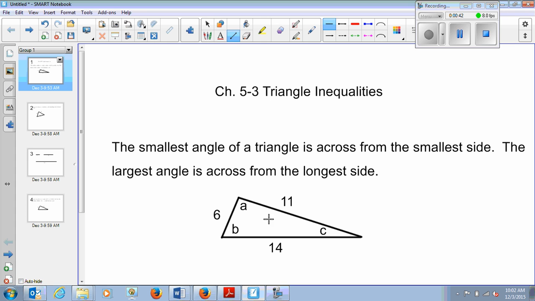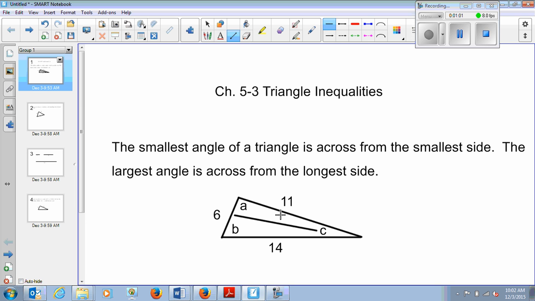So I need to find my shortest side. 6 is my shortest side. And you can even kind of see here from the picture that C appears to be the smallest angle. And it is going to be the smallest angle because C is across from the side that's marked 6. So C will be my smallest angle.